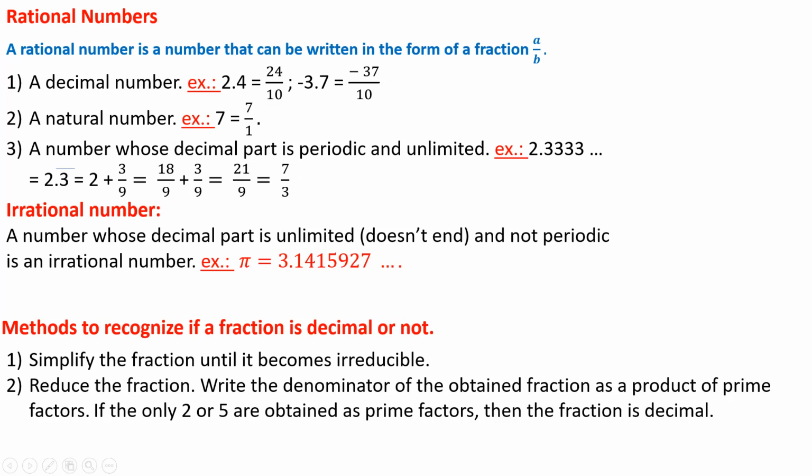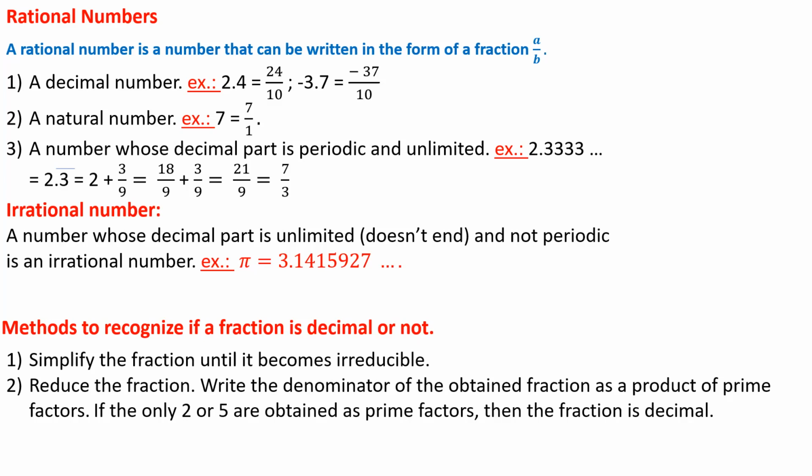What are irrational numbers? A number whose decimal part is unlimited, or does not end, and is not periodic is an irrational number, like the pi that we learn in the circle. Pi equals 3.1415927. It's never periodic and it never ends, so this is an irrational number.